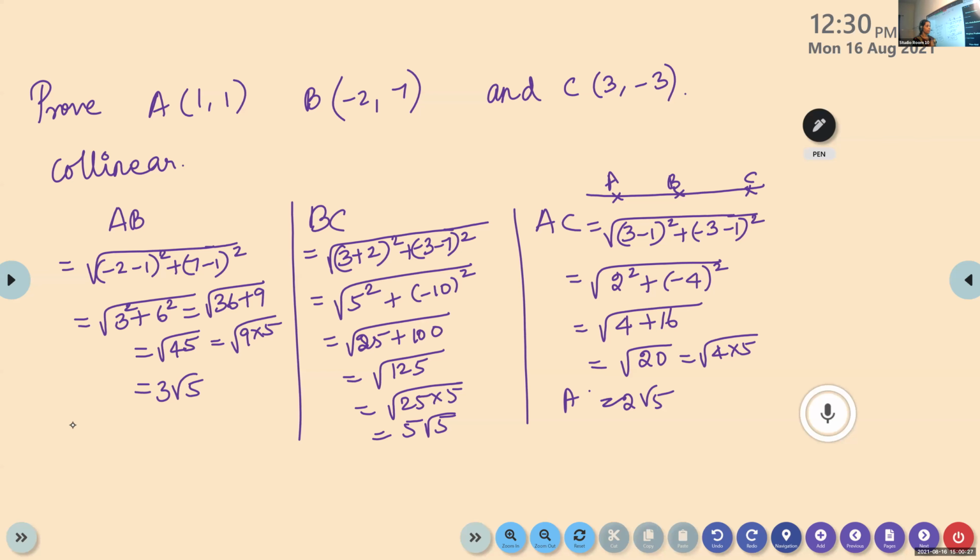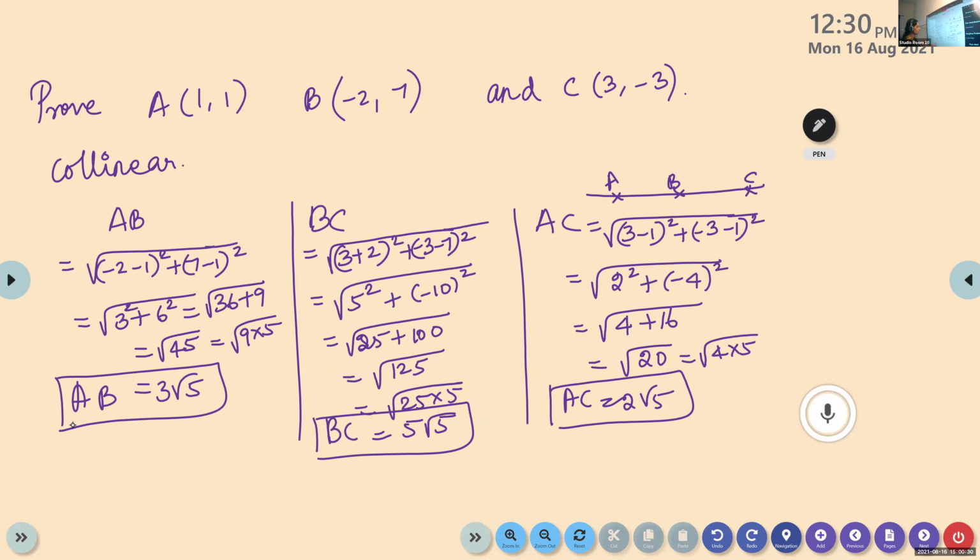Okay, so now which are the two smaller numbers? Look here. AB and AC, isn't it? So you add the smaller ones. AB plus AC is 3 root 5 plus 2 root 5, which is 5 root 5, which is equivalent to BC. So the sum of two sides is equal to the length of the third side. Therefore, they are collinear. If the sum of two sides is equal to the length of the third side, then it is collinear.